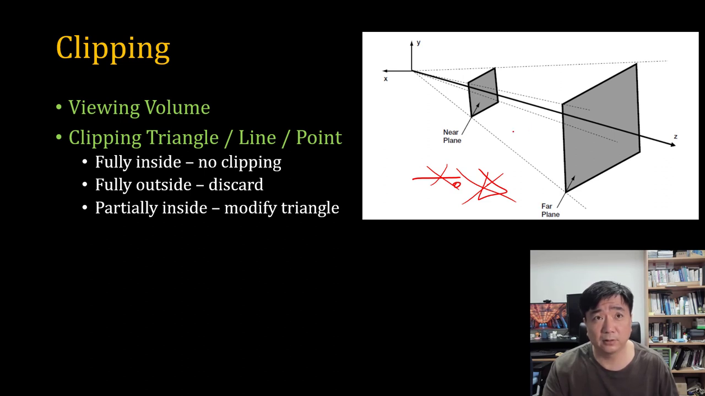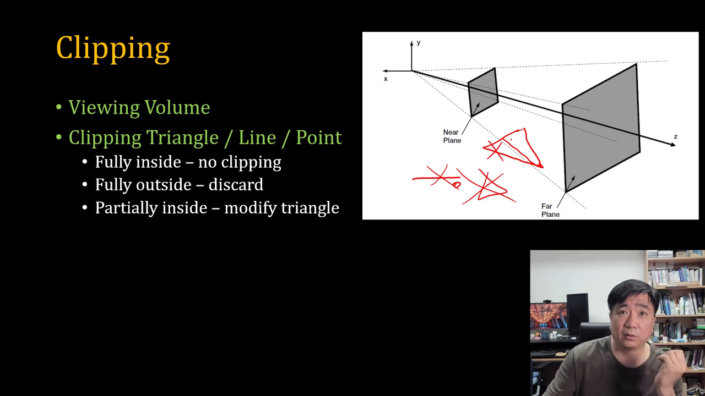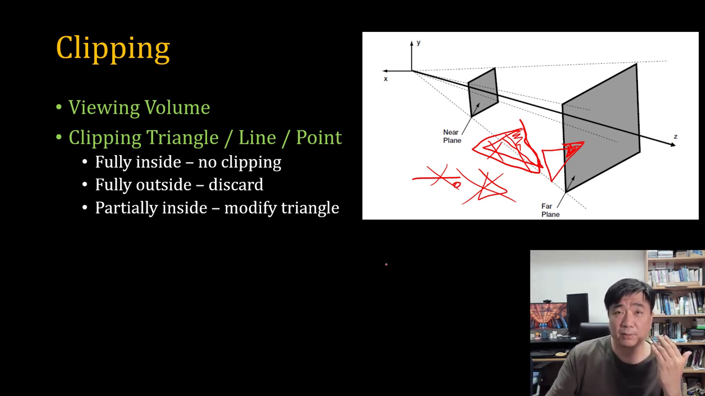And if the triangle is partially inside of the viewing volume, then we need to change the shape of the triangle like this. Then the partial triangle can be processed. The full triangle will be processed, but it is partially drawn, because the triangle is only partially inside the viewing transform. So some part of the triangle can be drawn.